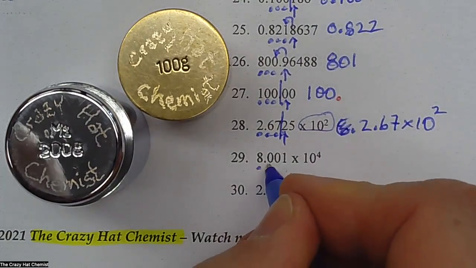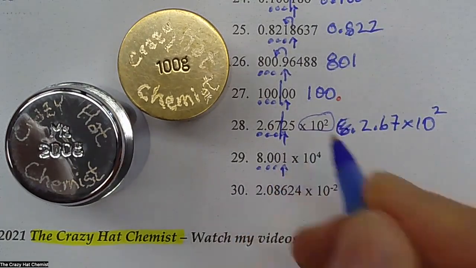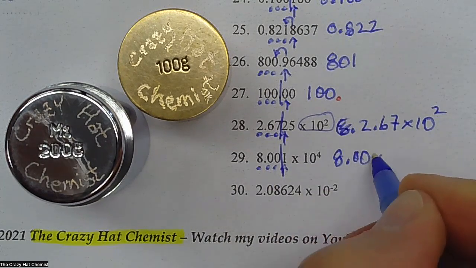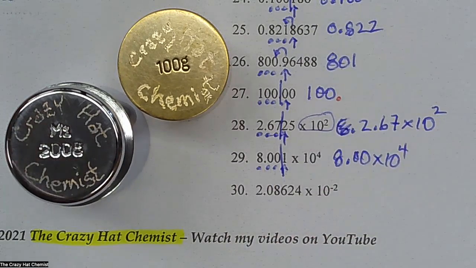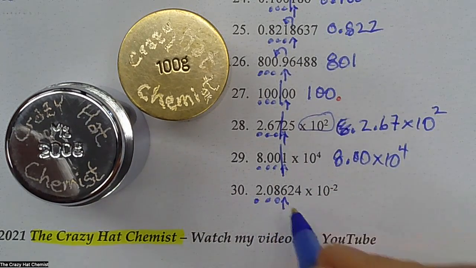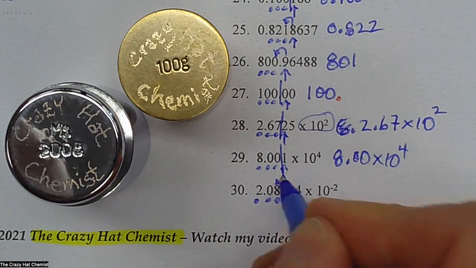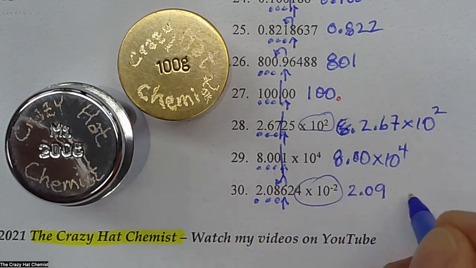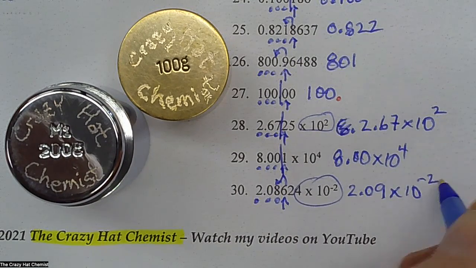Okay, we got 1, 2, 3 numbers. I'm rounding with that 1. That's 0 through 4. Chop the number, 8.00 times 10 to the 4. And then last one, 1, 2, 3 numbers, rounding with that 6. That's 5 or greater. Add 1 to the preceding digit. That's 2.09, and then times 10 to the negative 2.